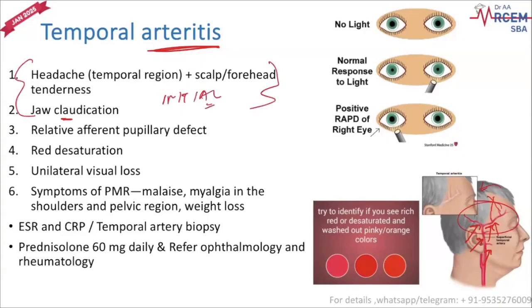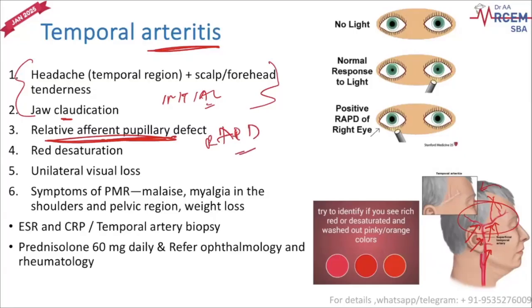Eventually there will be involvement of the ophthalmic artery, and the optic nerve gets injured, or basically there will be inflammation of the optic nerve. These features are important for you to pick up. If the optic nerve is affected, there will be an afferent pupillary defect. The finding is known as relative afferent pupillary defect, or simply RAPD.